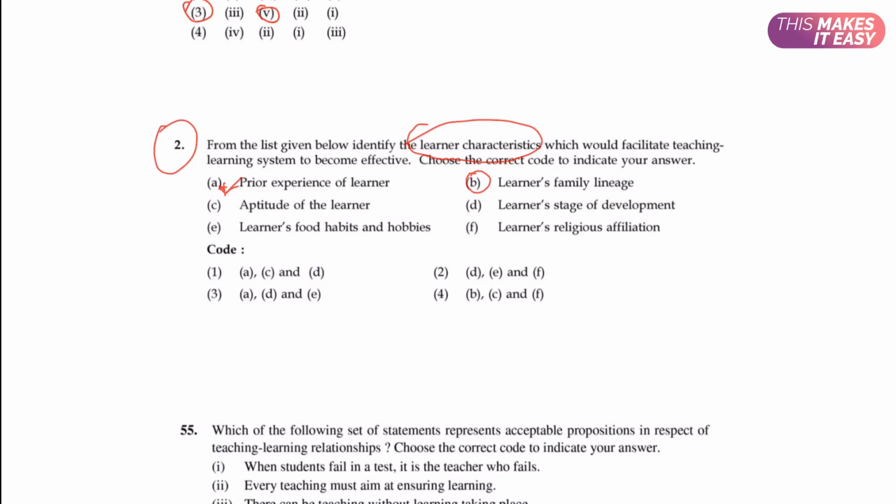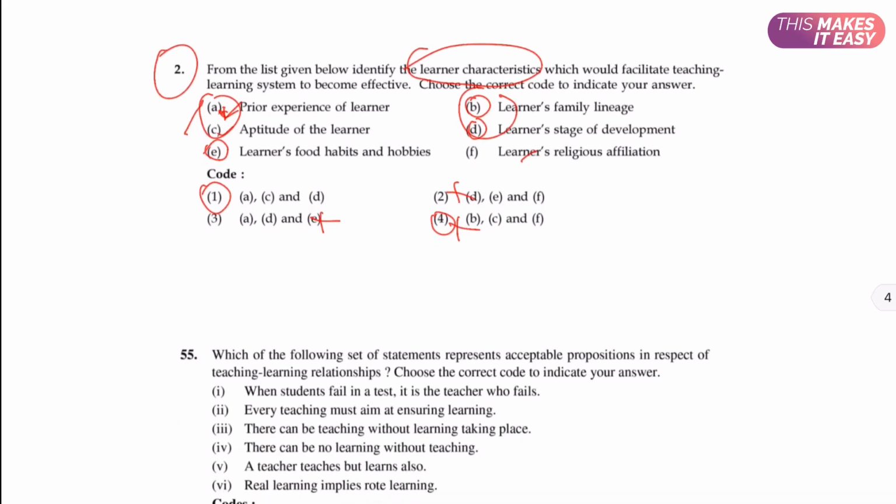The second statement says learner's family lineage. This is not related to effectiveness of teaching as such. So we will knock out these options which have B. We are knocking out this option. Aptitude of the learner, this is C. That might be correct. D. Learner's stage of development. We are not sure for the time being. E. Learner's food habits and hobbies. It's not related as such. So we will knock out the option which has E. Now we have come to the answer. It is 1. This is very easy if we follow this method. Even though we have completed reading all the statements and haven't taken any final call on whether all these statements are correct, still we have got the answer.